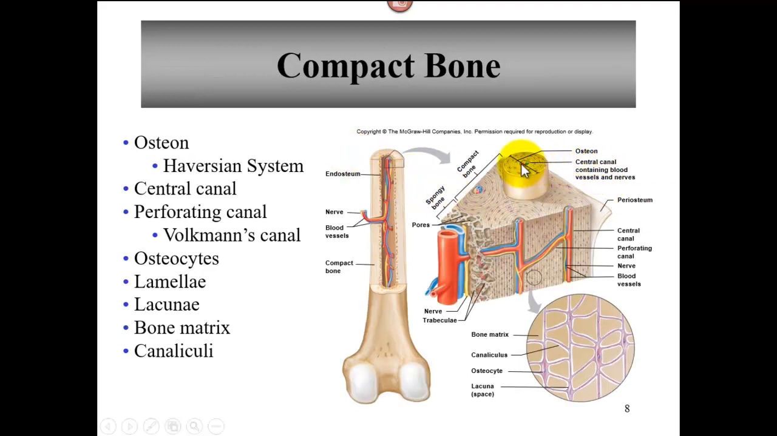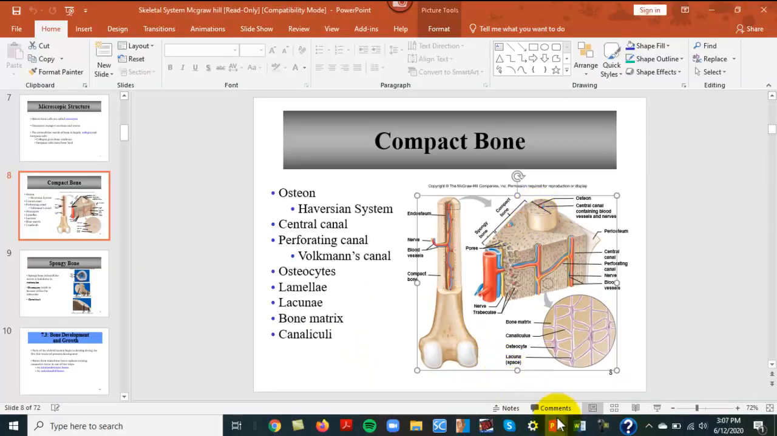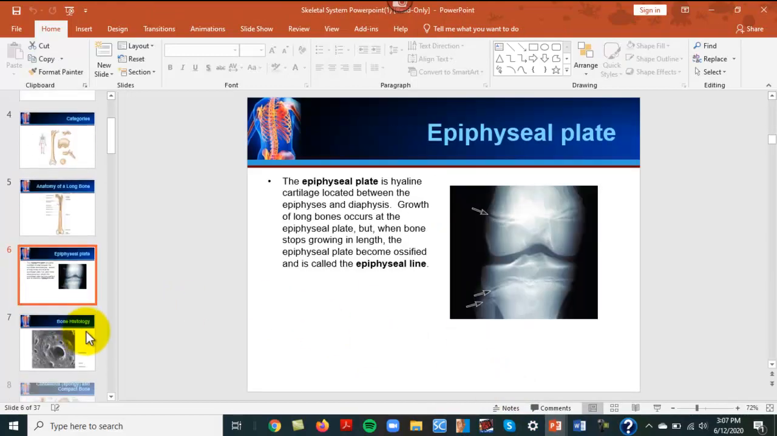Central canal is this opening here. That's where the blood vessels and nerves are located. Now, bone is very dense, so oxygen cannot diffuse out inside of a bone. So what ends up happening is, here are the little bone cells. They're sitting, and that's what this is out here, these little dark spots. They're called lacuna.